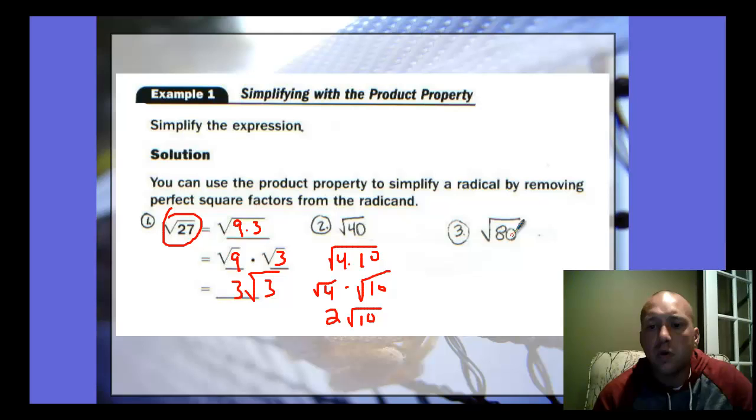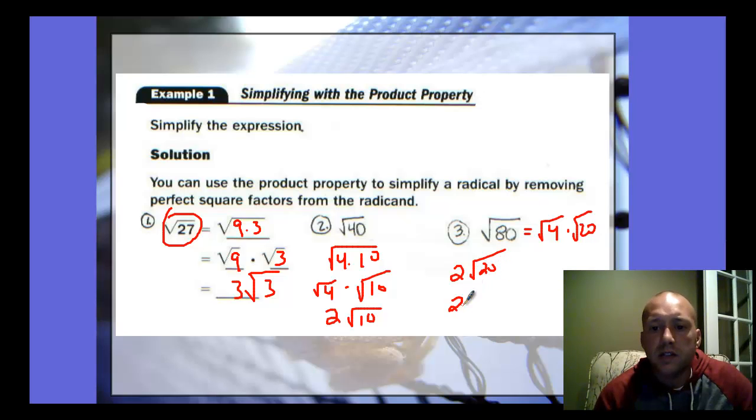So square root of 80, we can break that up. If you want to do 4 and 20, you can. If you want to use 16, you can try doing that. Most students for this would probably start with 4 times 20. And so you know the square root of 4 is 2. So they have this.